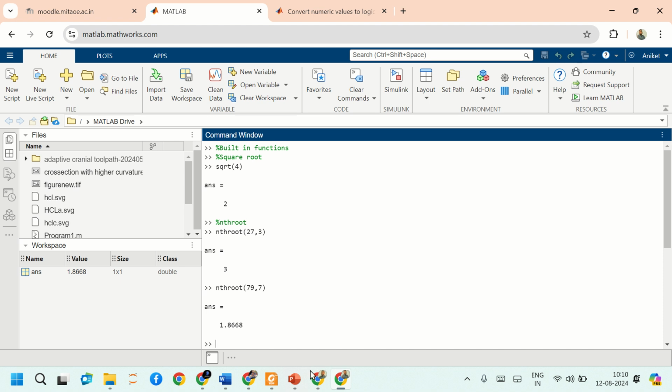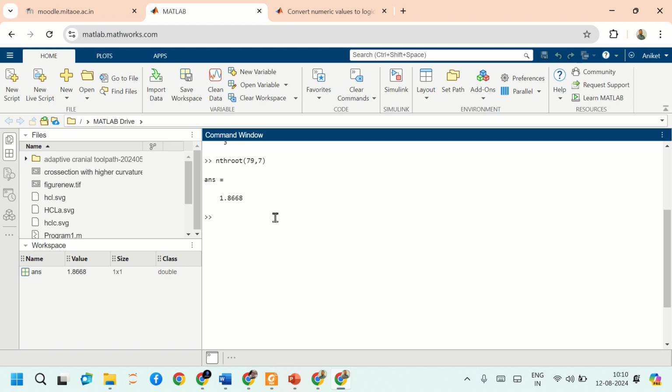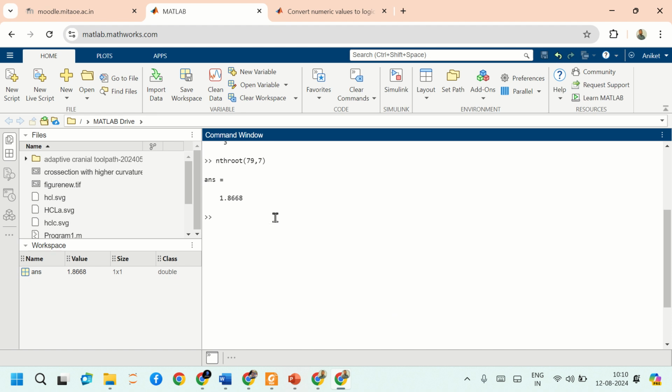Then the next one is the exponential function, exp. So what does it mean? e to the power 1. It means e to the power 1, its value is 2.71. Then we can find the second power of e, that's e to the power 2. This is how you can use the function e to the power any number, e to the power x.